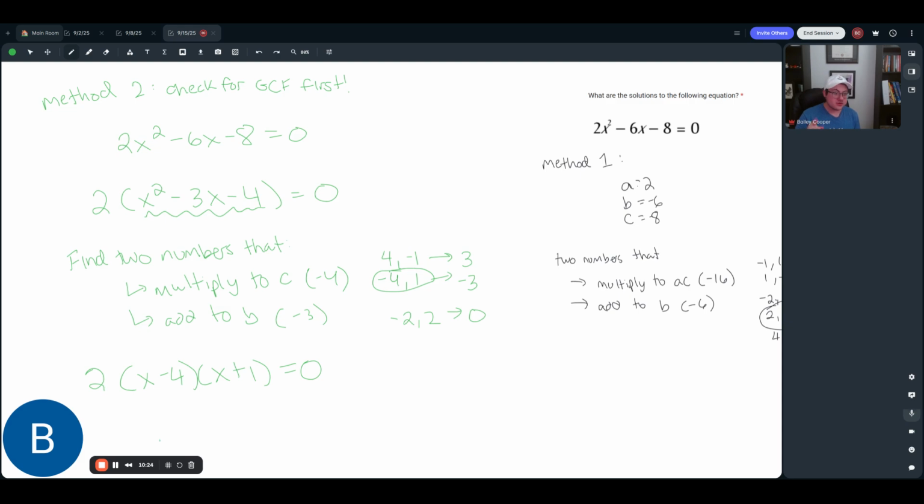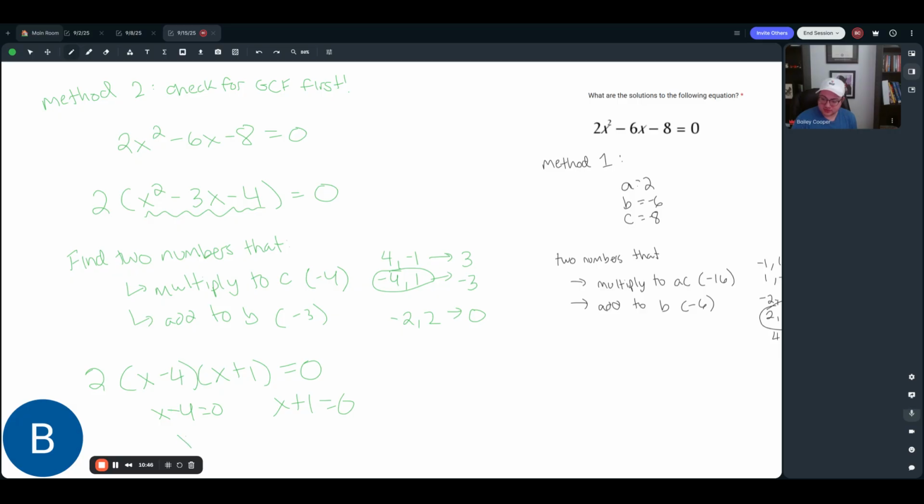One thing I want to note, if it's an x out here that you factored out, you do have to separately make an equation for that, and you could have like 3 solutions. But since this is just a number, it's 2. We know 2 is not 0. We don't have to worry about that. Or x minus 4 is 0, or x plus 1 is 0. Solve each of these separately.